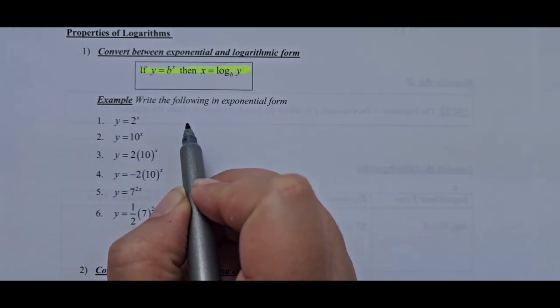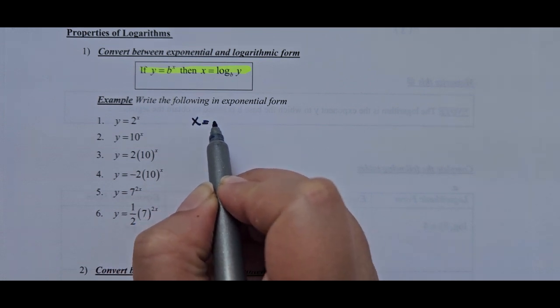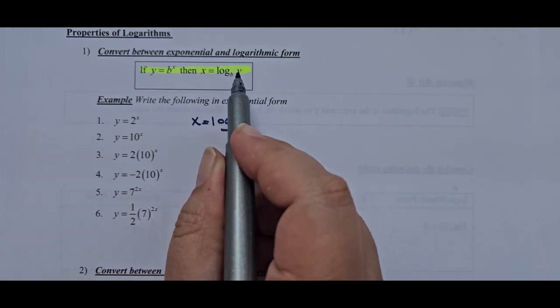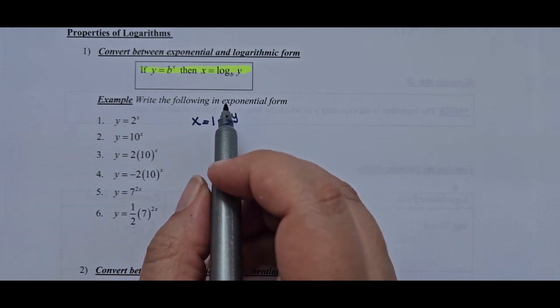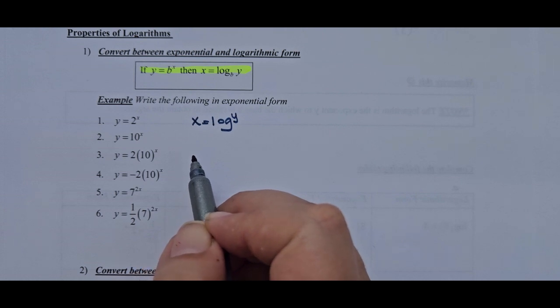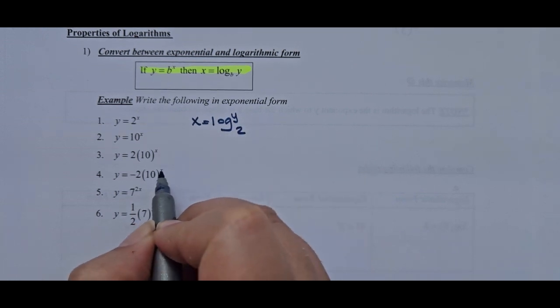Okay, so the first one, you have the exponential form, and you want to change it to the logarithmic form, right? So you have the y, you have the base, and you have the exponent. Let's put it in the logarithmic form. X would be log, right, y, but the base here is what? Exactly, the base is 2.